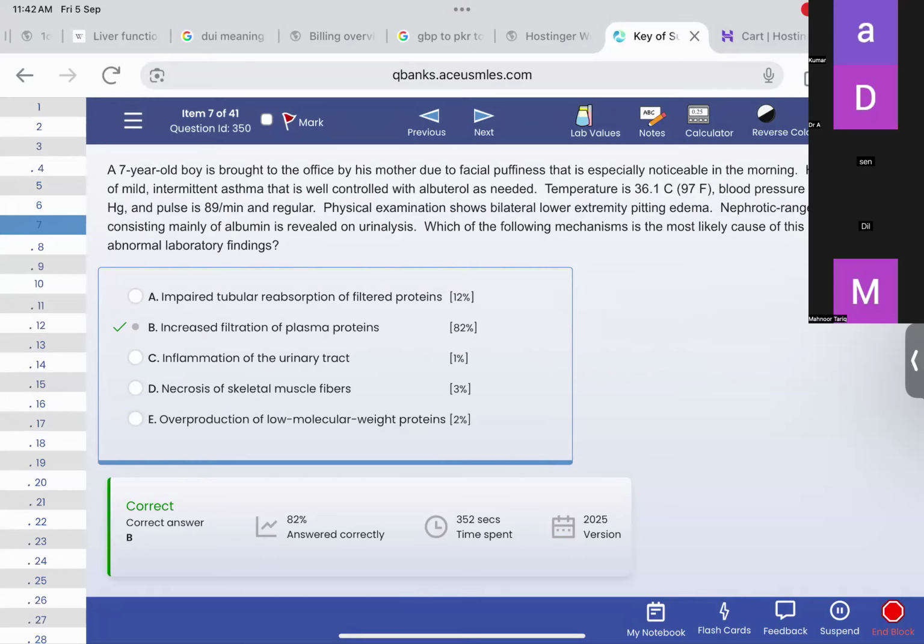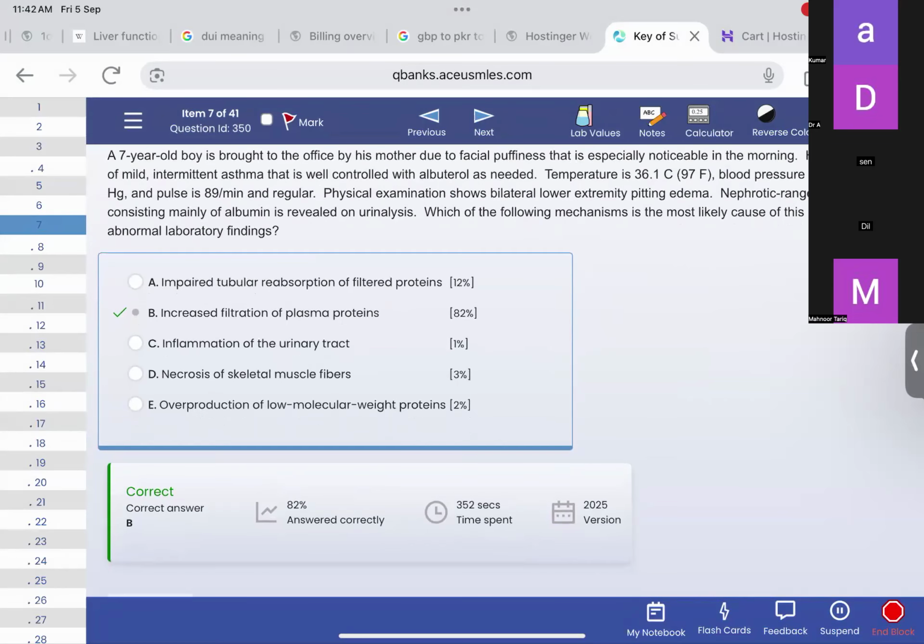Impaired tubular reabsorption of filtered protein, so it's not relevant, the filtration is. Tubular things are not relevant in nephrotic syndrome, right? What about inflammation of the urinary tract? UTIs do not cause nephrotic range proteinuria, okay? Necrosis of skeletal muscle, myoglobin will be there, right?